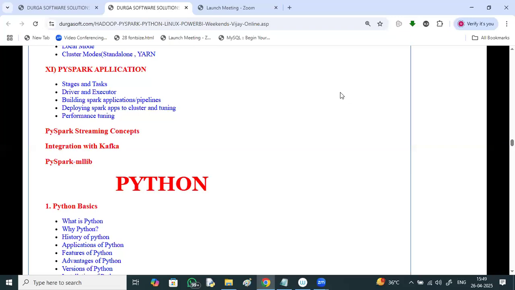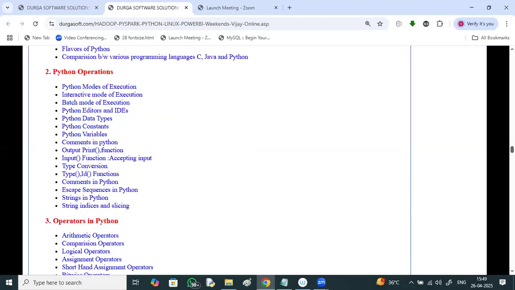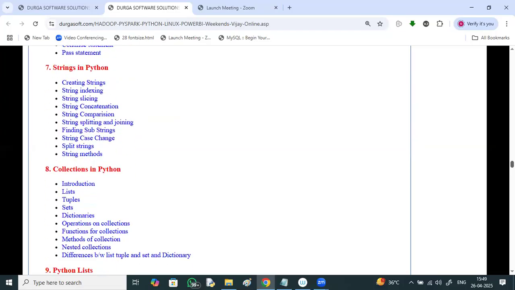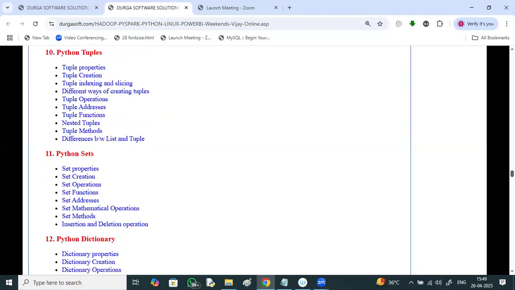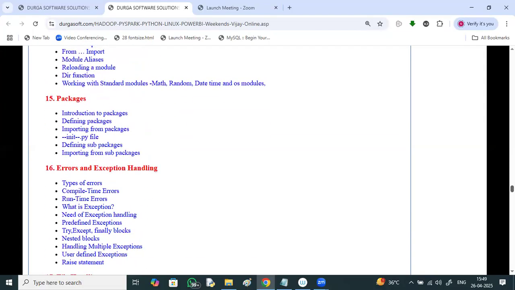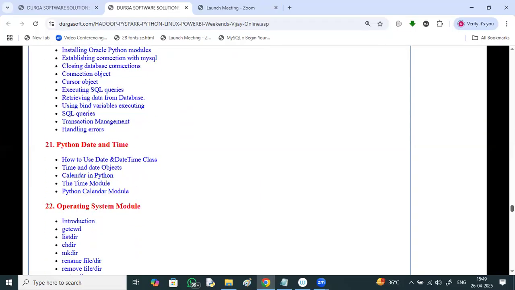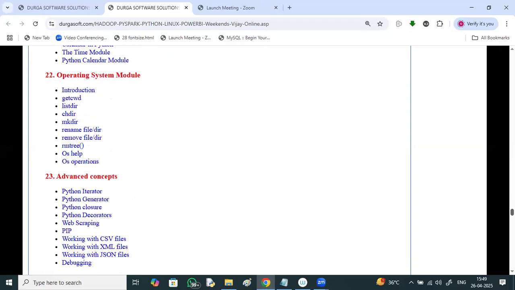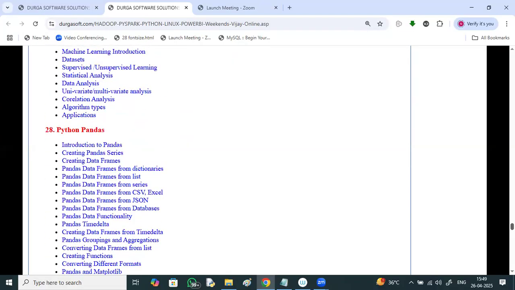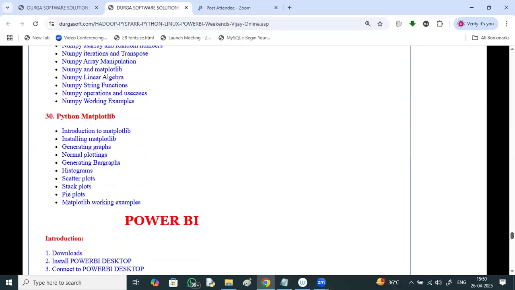As you are going to implement that using Python, you also need knowledge of Python. So: Python basics, operations, operators, IDEs, flow control, looping statements, strings, collections, lists, tuples, sets, dictionaries, functions, modules, packages, file handling, object-oriented programming, regular expressions, database connectivity. Then advanced concepts and important libraries of Python, introduction to data science, the Pandas module in brief, the NumPy module in brief, and Matplotlib.